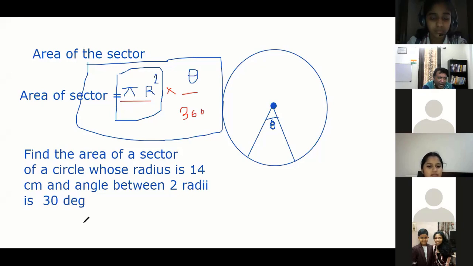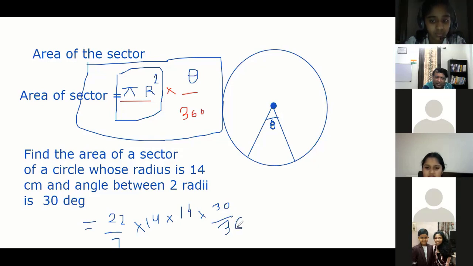So area of sector would be pi. What is pi? 22 by 7. Into r square. What is r? 14 into 14, r square. Into theta by, what is theta? 30 degree by 360. So all this, whatever answer is your area of sector. Got it? That's it.